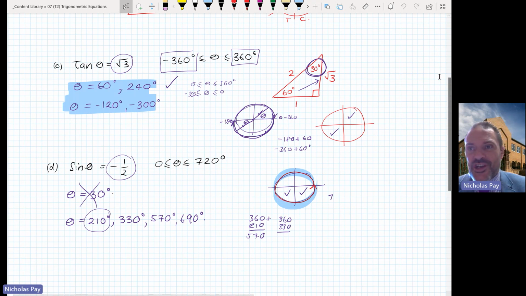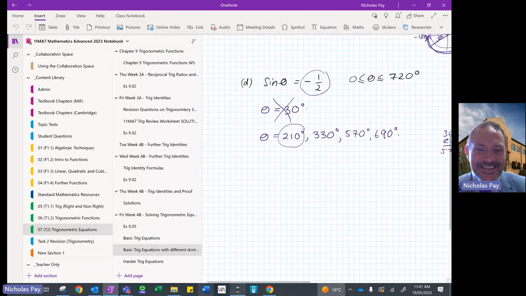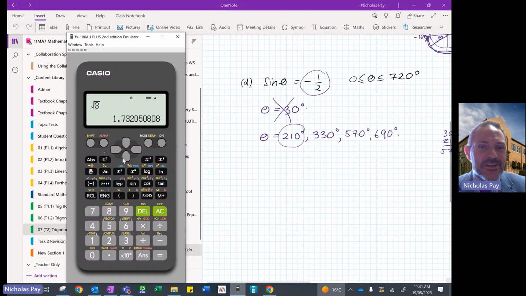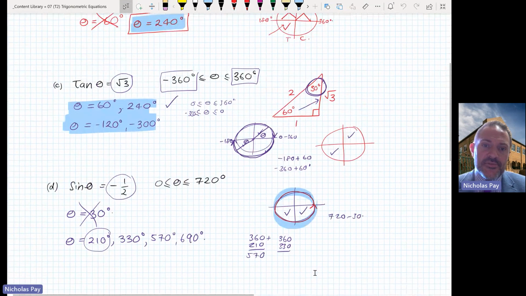And once again, I can check my answers. Again, not easy. I understand this. We can check our answers by saying sine, and I'm going to type in 690, and it should say negative a half. And look at that, it does. Not easy. I know it's not easy when you start doing things like twice around, but it's twice around because the domain is changing.